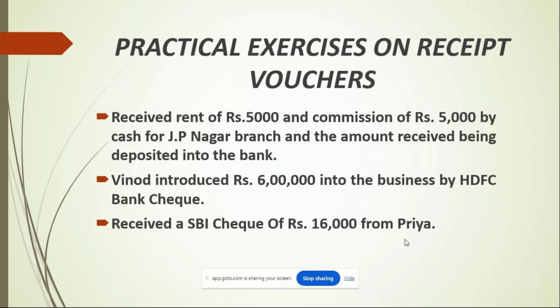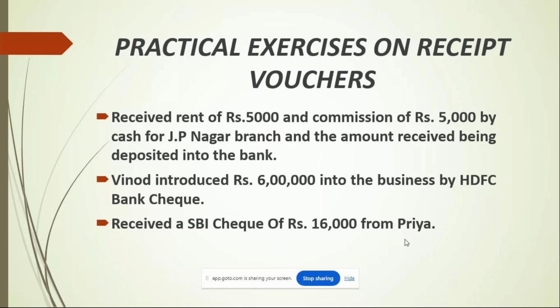One is rent and second is commission. And both are being received for which branch of the business? It is for the JP Nagar branch. And the amount received by cash form is deposited into the bank, nothing but company's bank. I'll repeat again. I've given the entry as received rent of 5,000, commission of rupees 5,000 by cash for JP Nagar branch.